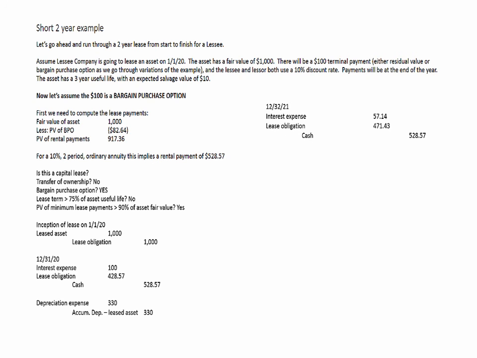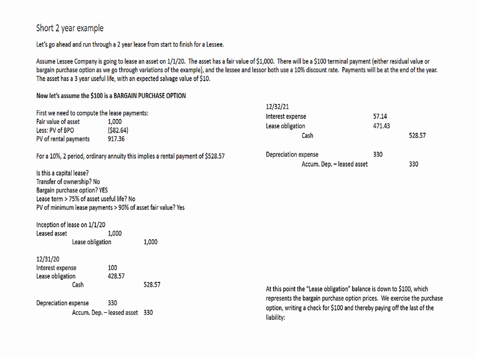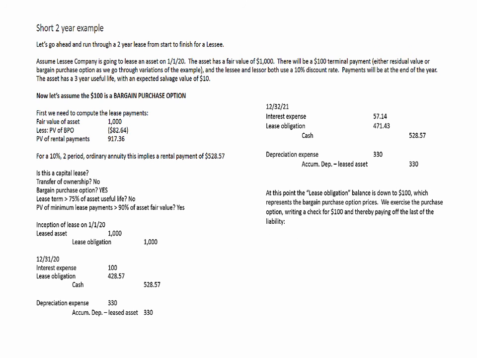12/31/21, same thing as before. We make our second payment, splitting it between interest and principal, and we take another year's worth of depreciation expense. Now at this point, the lease obligation balances down to $100 again, which represents the bargain purchase option price. We're going to exercise the purchase option, writing a check for $100 and thereby paying off the last of the liability.